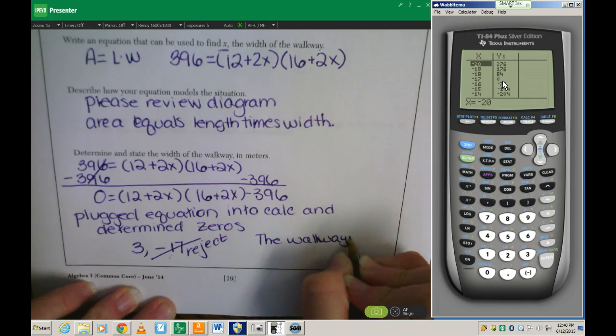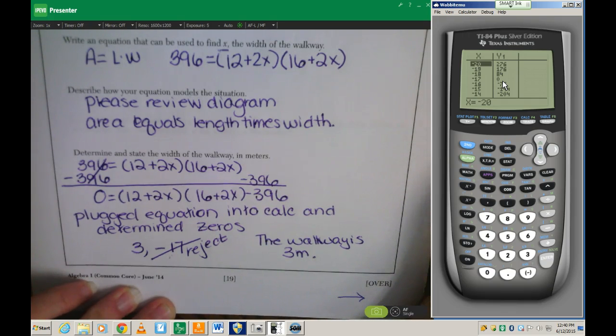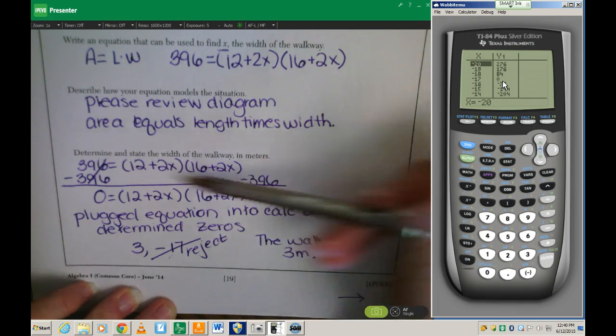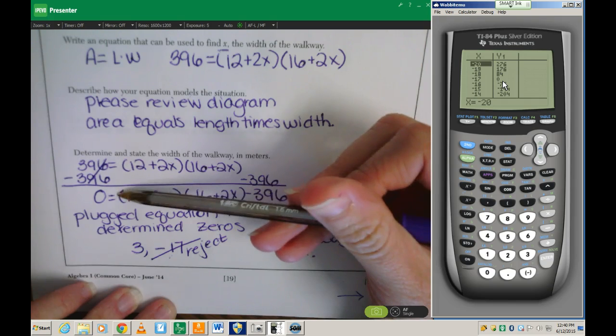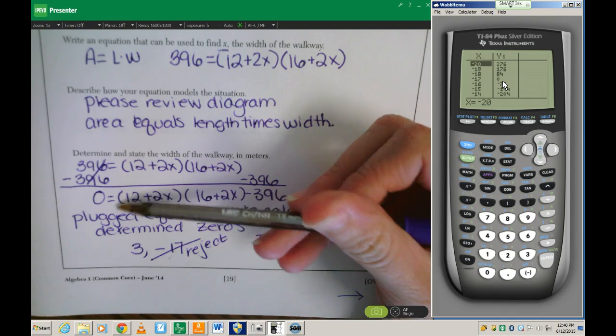So our answer is the walkway is 3 meters. So I'm going to just say real quick one more time what I did. Once we had our equation, I set it equal to 0. Because it equals 0, I can plug it into the calculator and look for what the answer is when y equals 0.